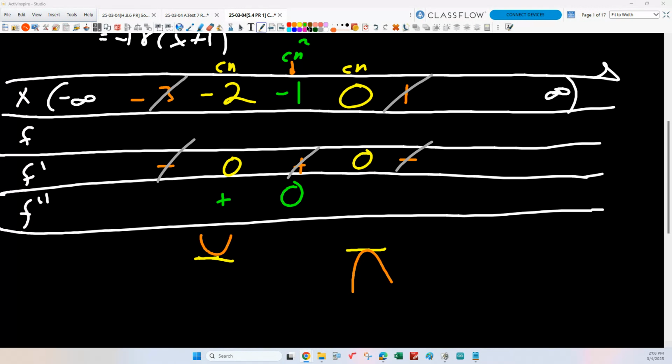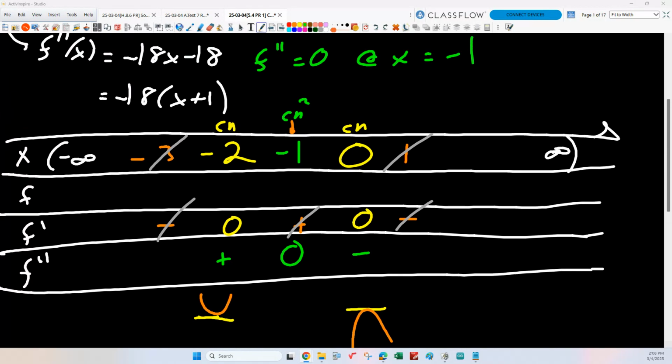What do you think is going to happen here? Make a prediction. What's the sign of the second derivative going to be there? Has to be negative, because a horizontal tangent and negative concavity means I have downward concavity in a horizontal tangent. That has to be a maximum, right? And we can verify it.